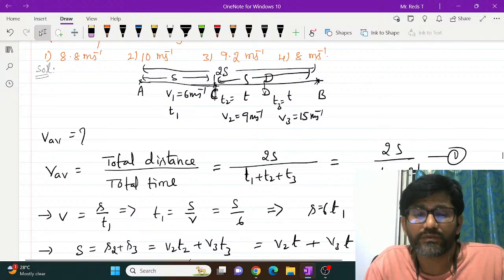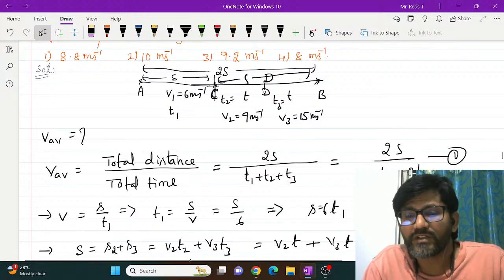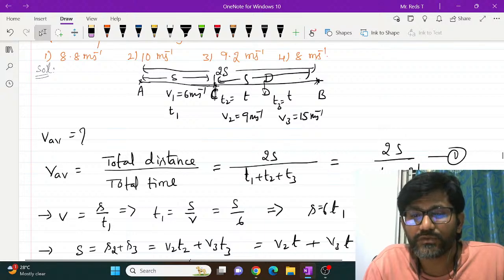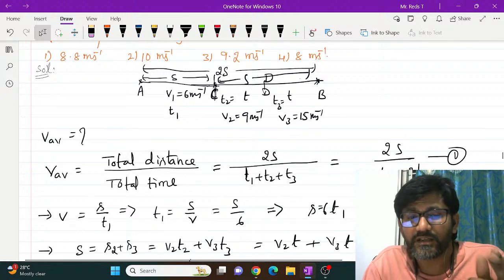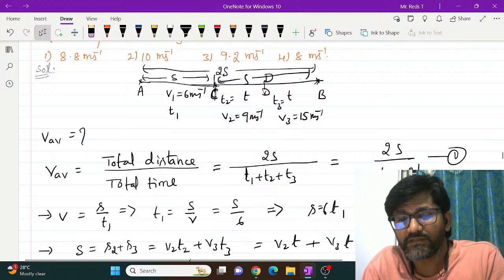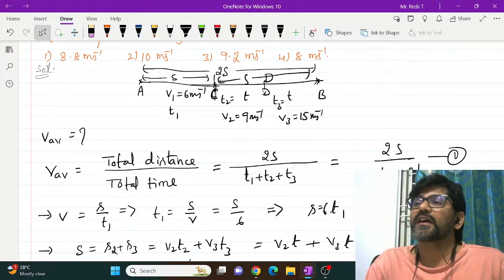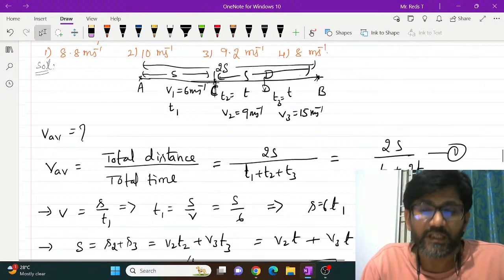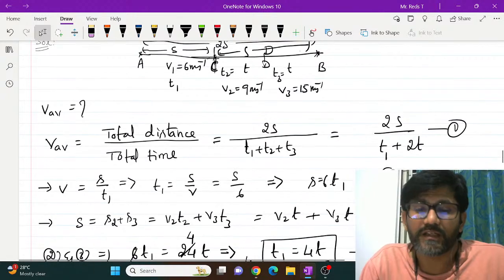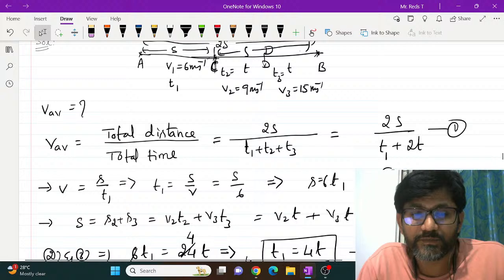Because average speed is total distance by total time, total distance is 2s and total time is t1 plus t2 plus t3. That we have taken as t1. T2 and t3 are equal to t, so t plus t is 2t. That we have taken as equation 1.